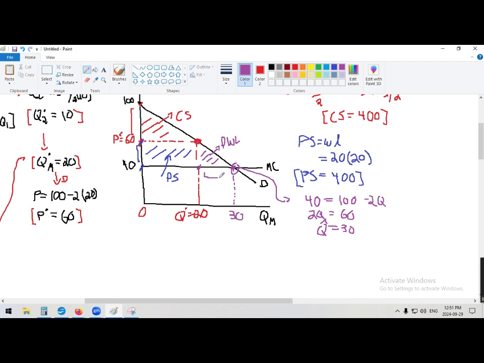And then now we can use that to figure out the base and the height of the triangle here for deadweight loss. So base times height divided by 2. For the base, it's going from 30 to 20, so that's 10. And then the height we have from 40 to 60, which is 20, and then divided by 2. So the 2's will cancel, so we get 100 for the deadweight loss.